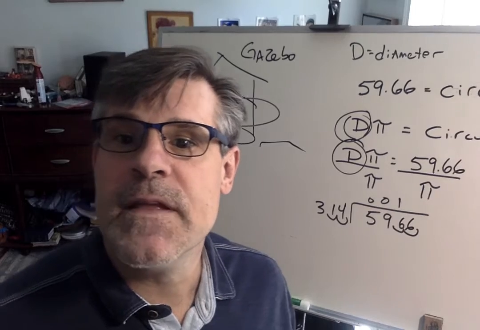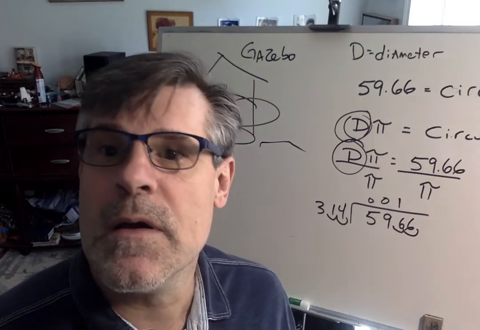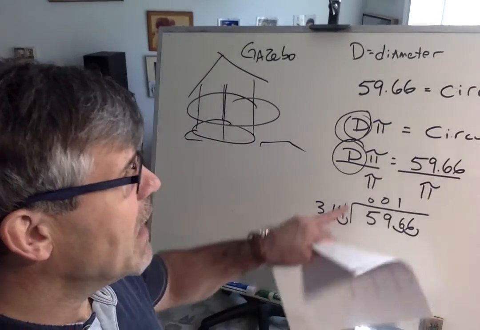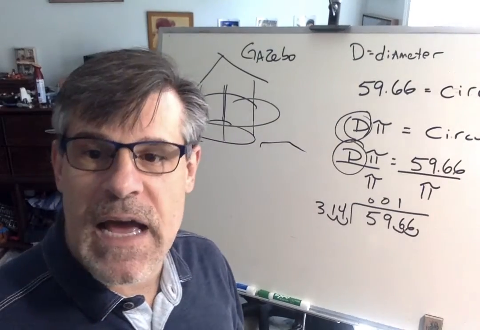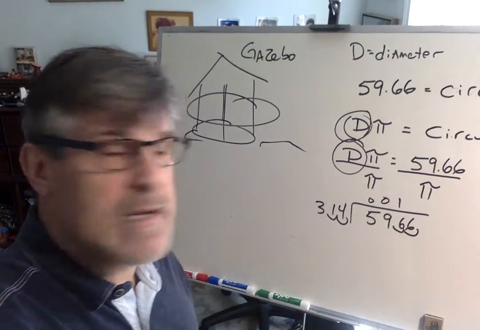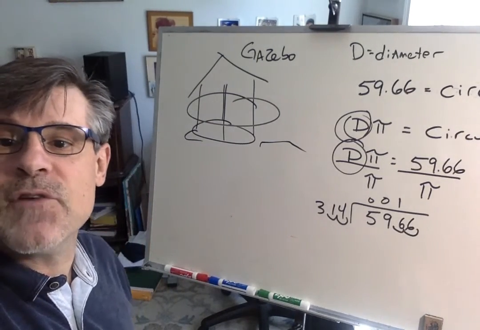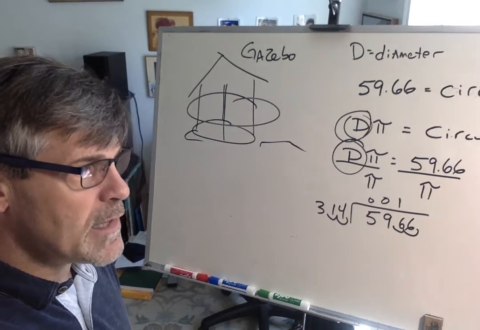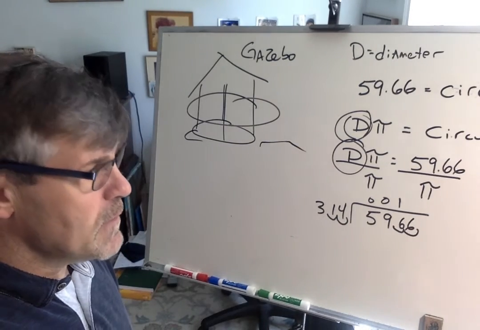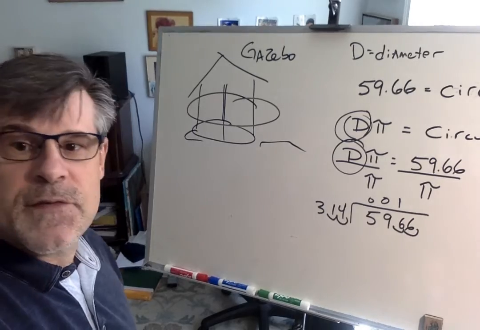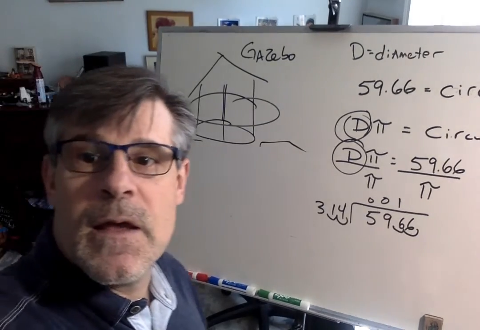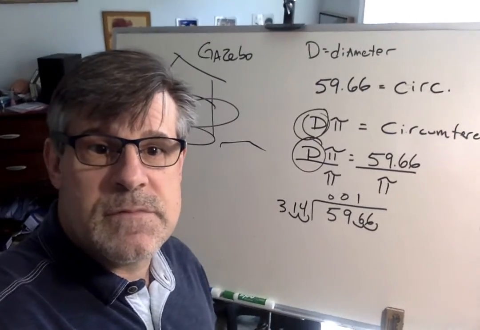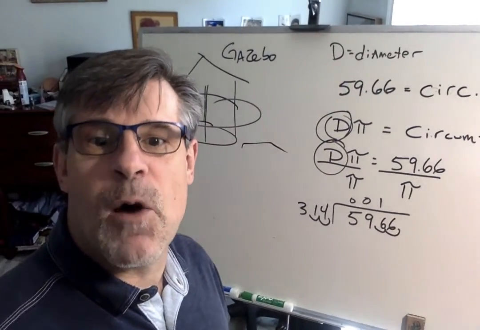Who's got it? Sarah E. and Tamel. Can you please tell me what the diameter is of a gazebo with a circumference of 59.66 feet? I'm going to wait for you guys to type in what you think. You can use your calculators or use your pen and pencil. I'm waiting for you guys to help me out because I don't want to do all the work myself. I want to get you guys engaged in this stuff a little bit more. All right. Tamel, what do you think that is?